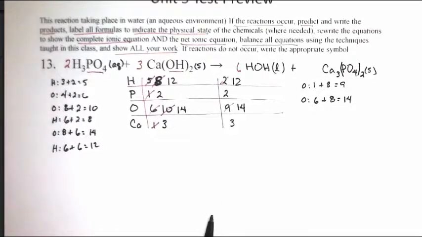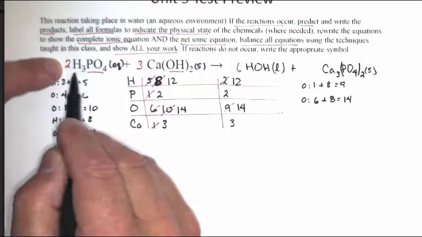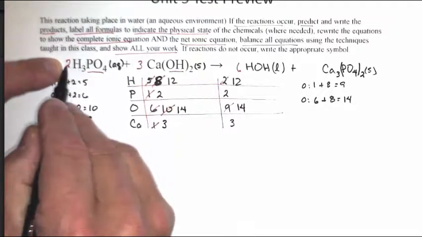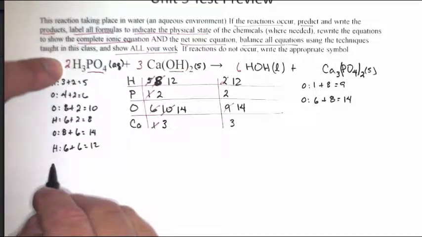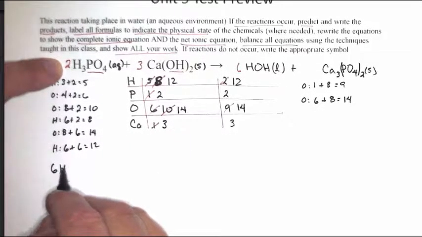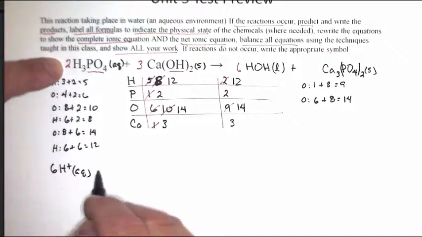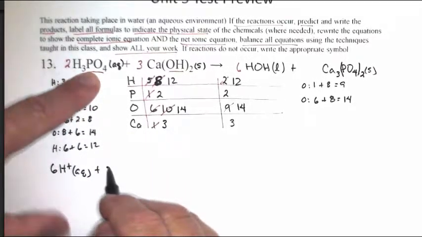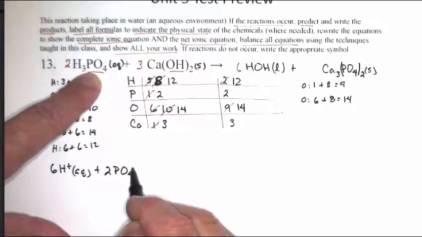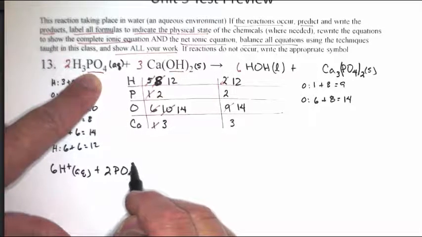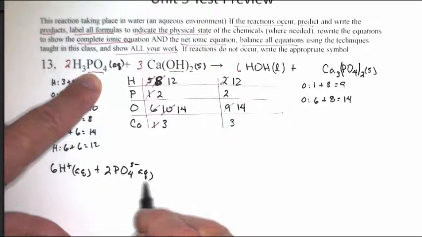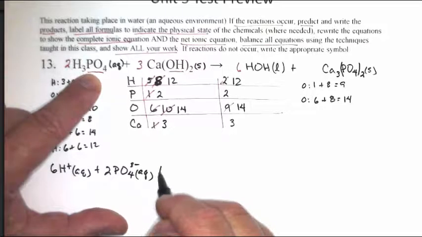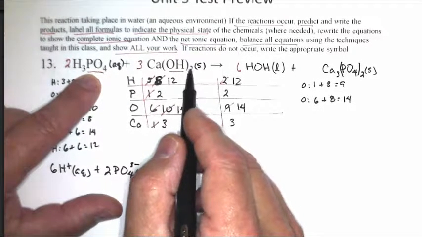Well, this is aqueous, so we're going to break it up. So how many hydrogens do I have over here? 6 here. Okay, so 6 H plus aqueous. How many phosphoruses do I have? 2 phosphoruses. And that has a 3 negative charge. I'm sorry, phosphate's what I mean. I said phosphorus, didn't I? Okay. This is solid. If it's solid, I don't do anything to it. So I'm going to leave it alone.